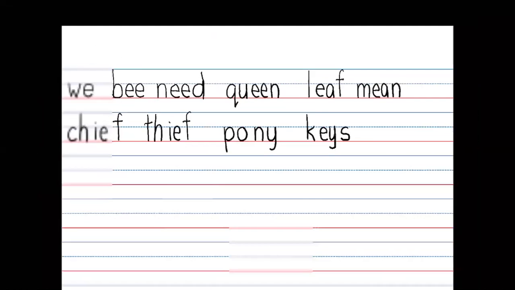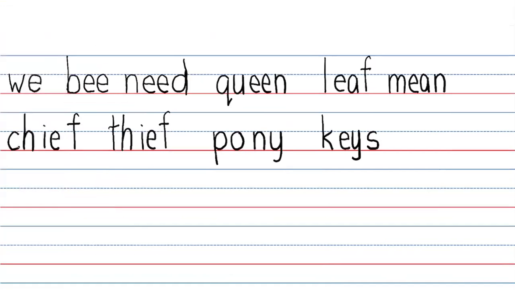Okay, let's look at the way we spelled these words. We have the E all by itself to say E in be, need, queen. The B needs a queen. Okay, then we have the EA to spell E in leaf and mean. Right? The leaf is mean. Then we have the IE in the chief stopped the thief.